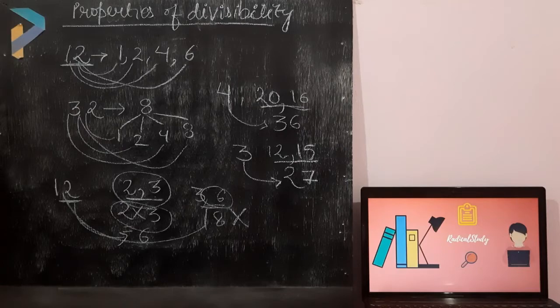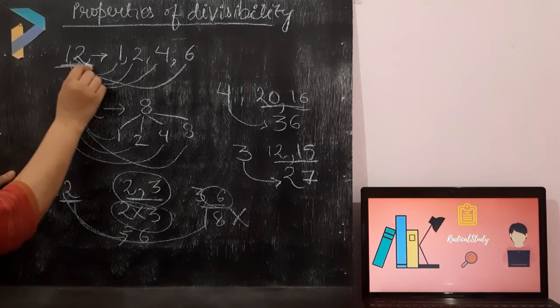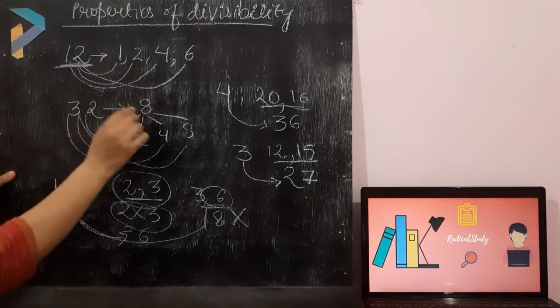Now the last property which I am going to explain you is property number 4. If a number is a factor of each of the two given numbers, then it must be a factor of their difference.